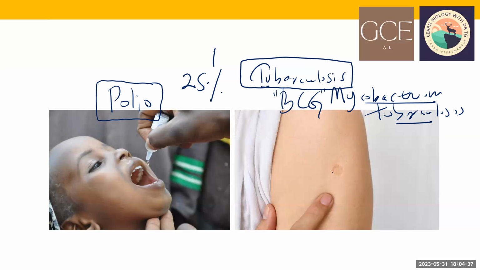Again, BCG is given, but the mark is not there. Well, the mark is not 100%. Some people have almost nothing, some people have a very small one, some people a bigger one. I don't think having a scar is a big problem. Most people have the scar, but some don't. So if you have records, I think it's fine with the BCG vaccine.